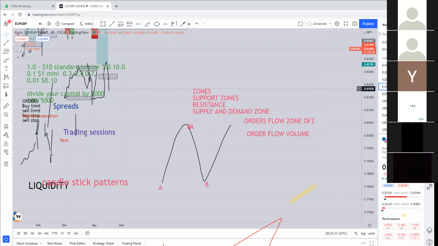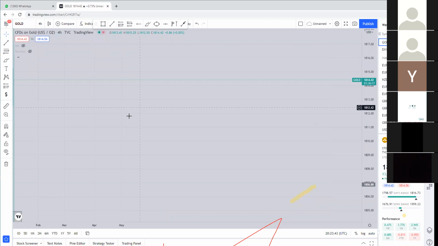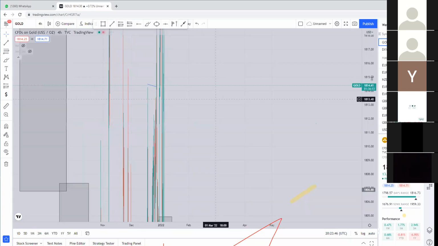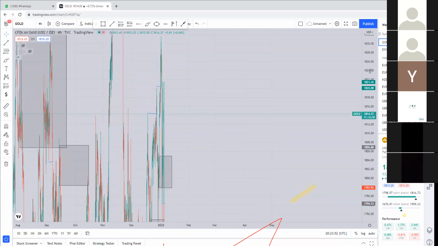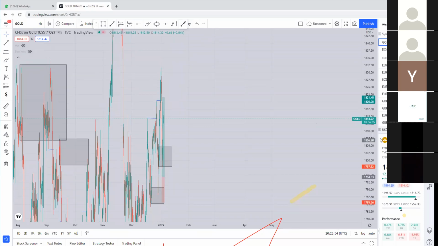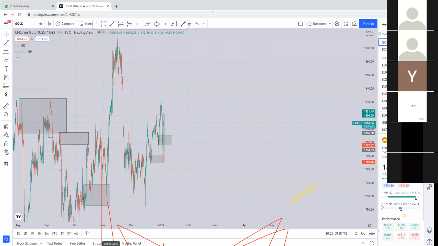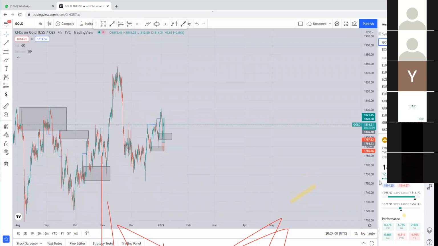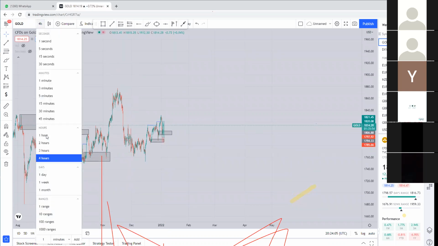Okay. And tonight I'm going to be showing you, I think we talked about orders before, the order flow volume, the order flow zones. First, we'll talk about the zones. I'm going to show you where these zones are, how you can identify them, how you can relate with them, and how you can take advantage of those zones for your own benefit. Now, I'm going to show us something tonight.